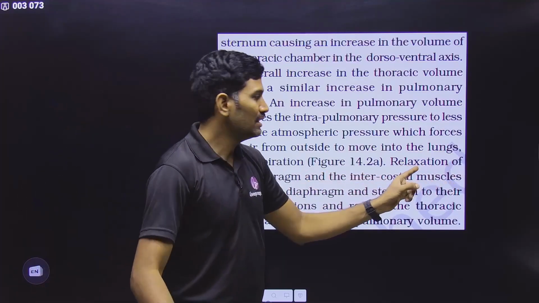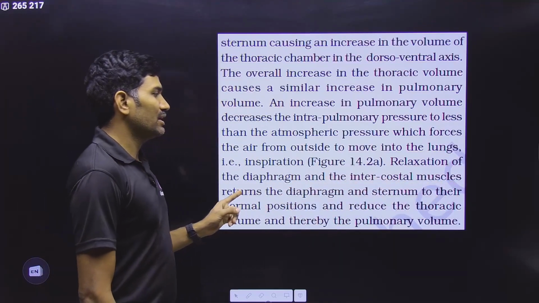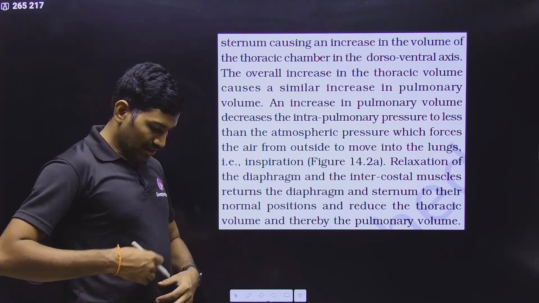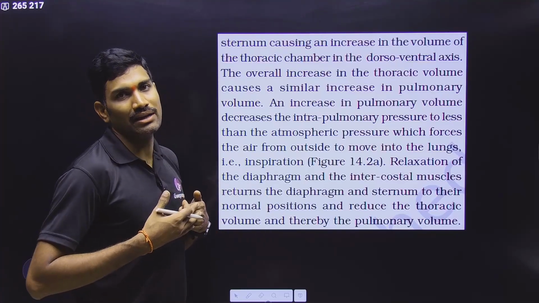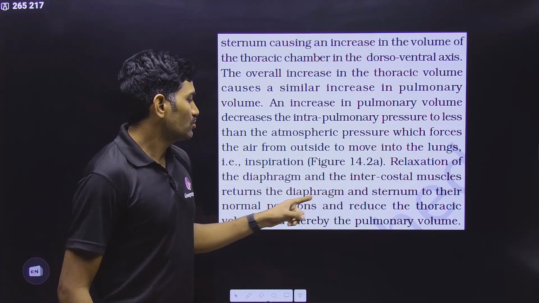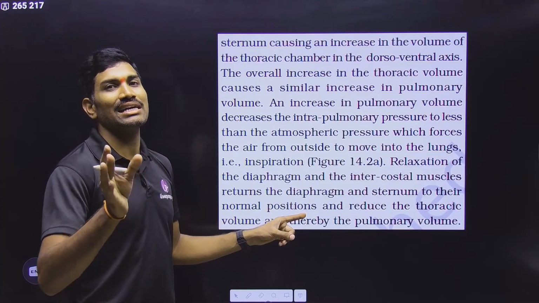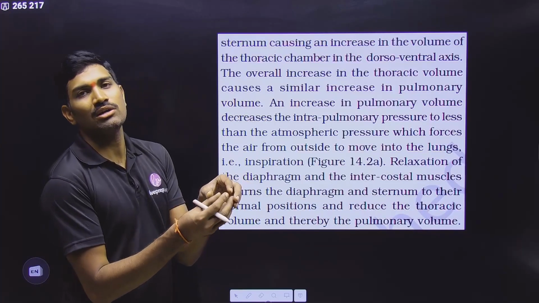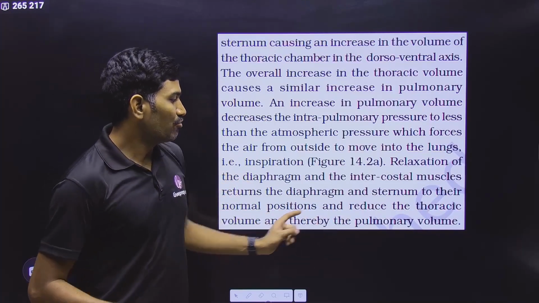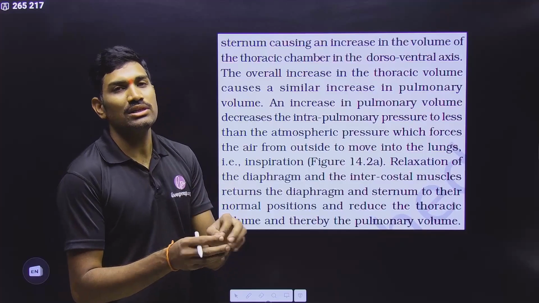Next one, opposite. Relaxation of the diaphragm and relaxation of the intercostal muscles returns the diaphragm and the sternum to their normal position. The diaphragm is coming back to a dome shape, and the intercostal muscles are going back. Normal position is the relaxed position, and it reduces the thoracic volume. If the volume decreases, the pulmonary volume also decreases.